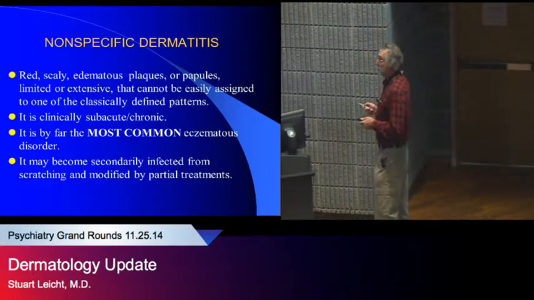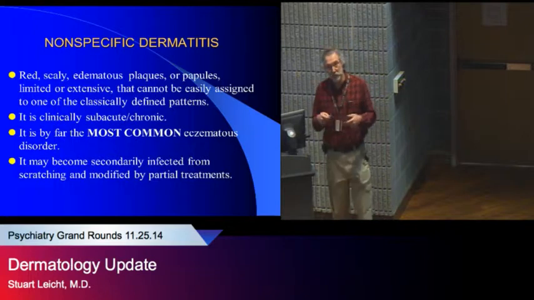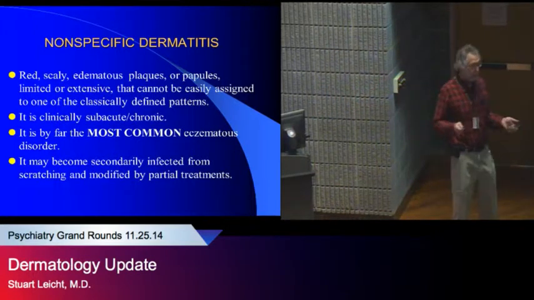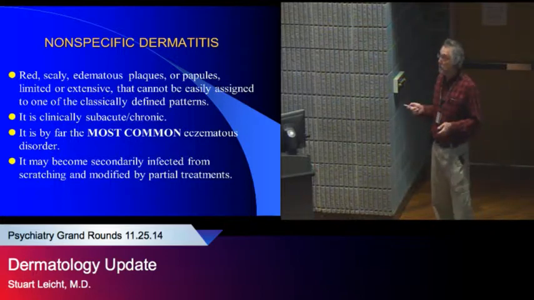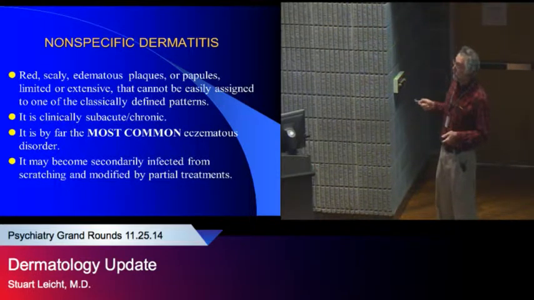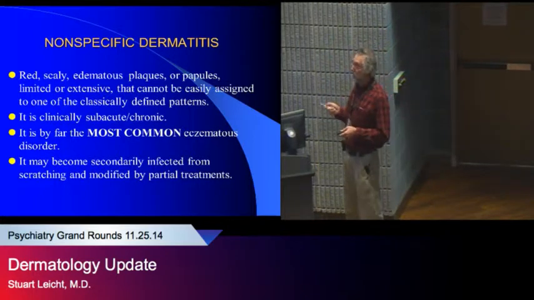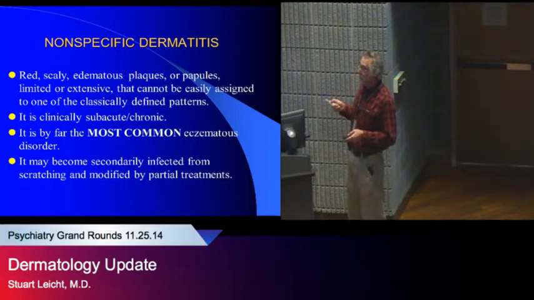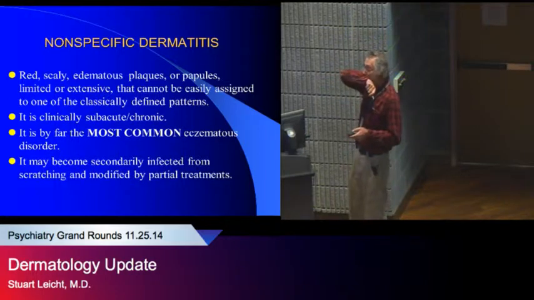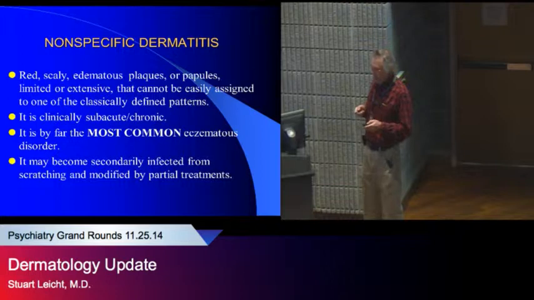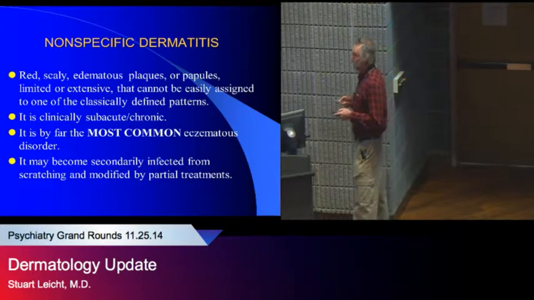And then most of what we see doesn't fit into these categories. So I've shown you these things that are fairly classic, but unfortunately a lot of things don't present classically, as things don't in medicine. These are kind of non-specific dermatitis where you get red scaly plaques or papules. They can be limited or extensive that are not easily patterned in other things. They can do anything. They may occur acutely, may be chronic. They can get secondarily infected, as all these processes can, from scratching, and it may be modified by treatment.